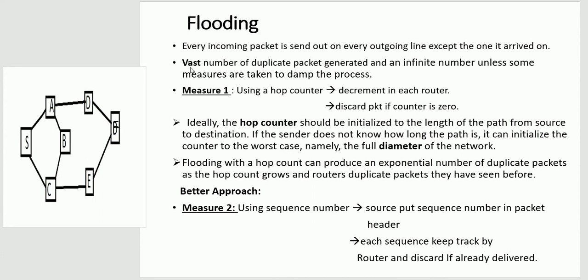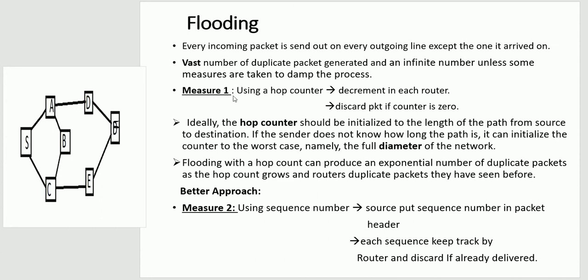So the second point is that a vast number of duplicate packets are generated, and infinitely so, unless some measures are taken to dampen the process. Let's take one example. S sends packets to A and C. A sends packets to D and B. B sends to C. C sends to S and E. So here C again sends to S. S sends to A, but not to C, because the packet arrived from C. Here we can see that A has this same packet arriving a second time. So A again sends to D and B, and B sends to C, and C again sends to S. So an infinite number of packets is generated continuously, and this process will never finish until we take some measures.